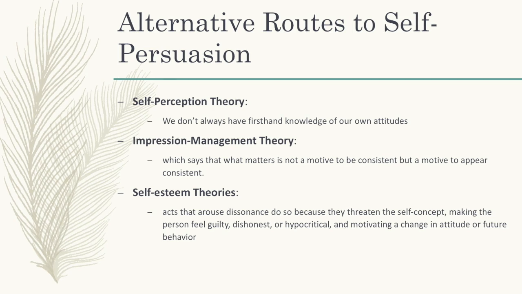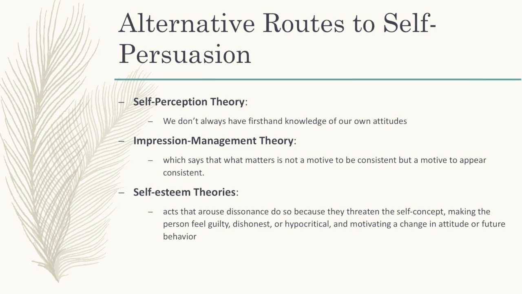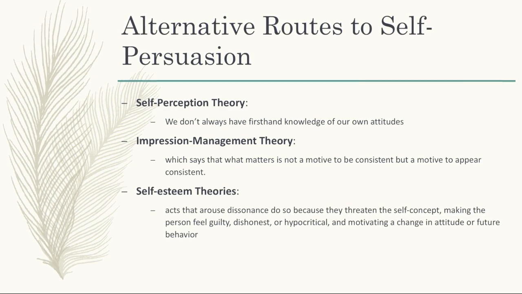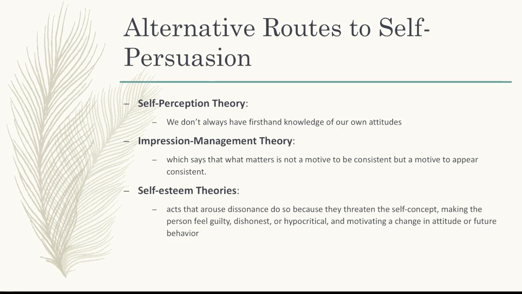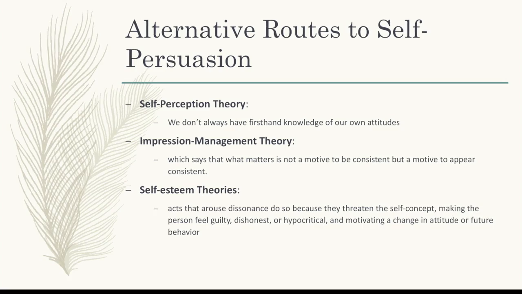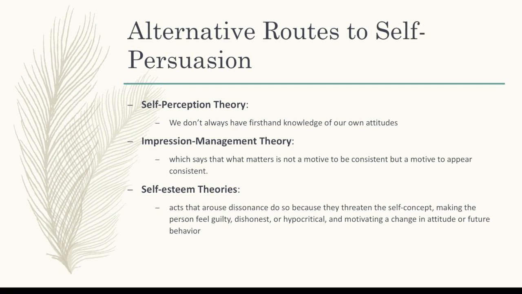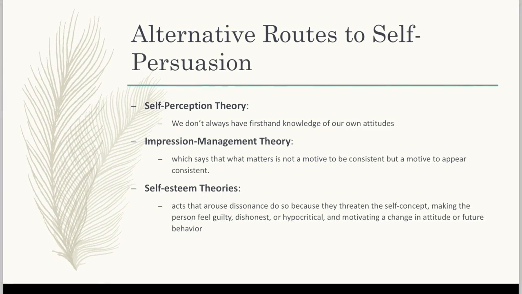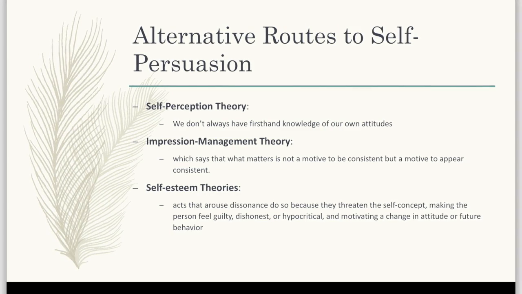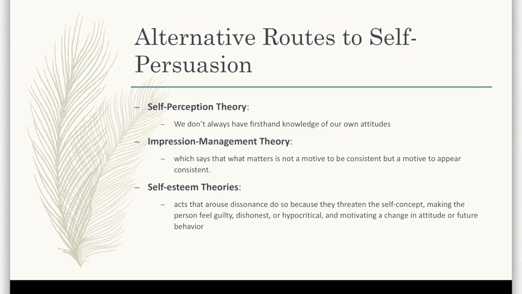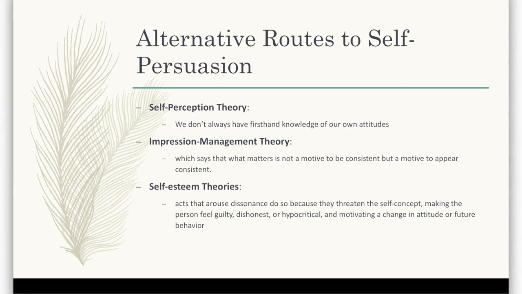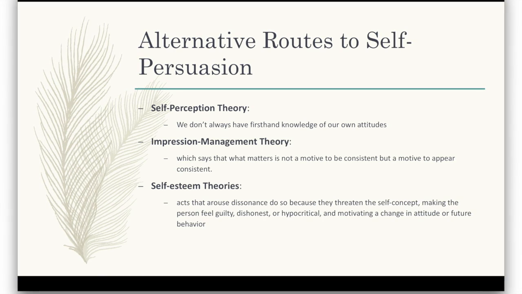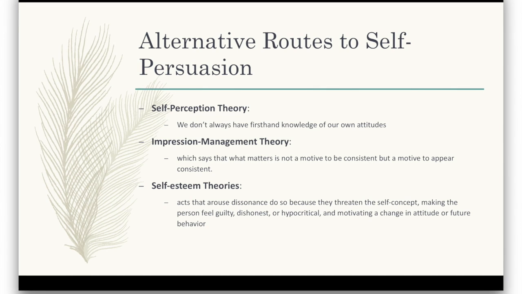Here are some alternative routes to self-persuasion. Here is a list of theories. The first theory is the self-perception theory, which says we don't always have firsthand knowledge of our own attitudes. Second is impression management theory, which says that what matters is not a motive to be consistent, but a motive to appear consistent. And the self esteem theory says that acts that arouse dissonance do so because they threaten the self concept, making the person feel guilty, dishonest, or hypocritical.